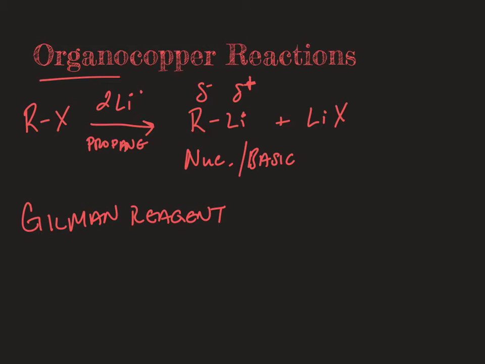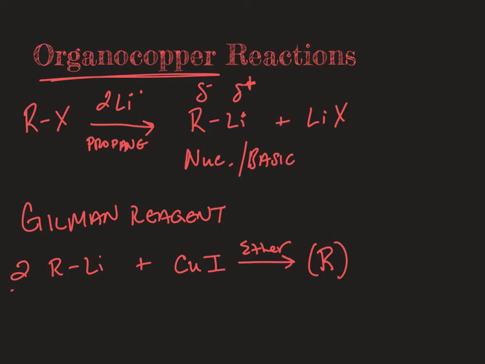Which is an organocopper molecule. So we need 2 molecules of our new organolithium molecule from the previous reaction. We're going to react that with copper iodide. This needs to be in ether. And what happens is we're going to have both of the R groups, right? We have 2 R groups here with the copper and the lithium. And this is a salt. We do have full negative and positive charge. The byproduct is going to be lithium iodide, so the second lithium and the iodide here. Okay.